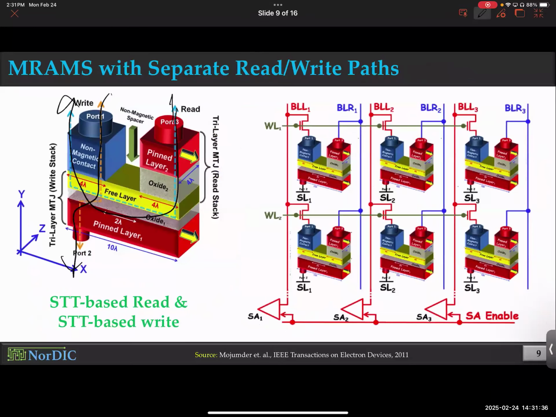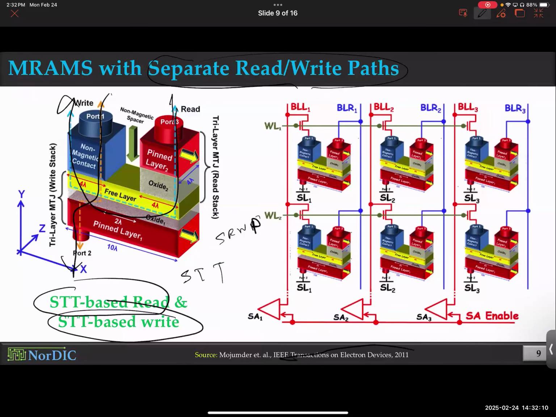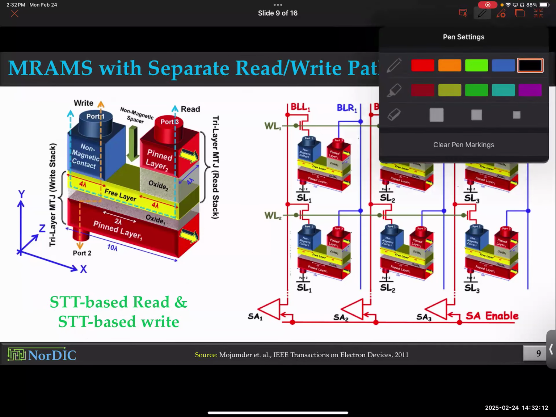And both of these are based on STT. STT based read, STT based write. So apparently they're still stuck with STT, but they're trying to separate out the read path and write path. That was the first effort towards SRWP MRAM, separate read write path MRAM, only to break free from read write conflict. Okay, as you can imagine, it's a very complicated thing to fabricate and use. So I'm not gonna spend time on it, that this was proposed back in 2011, by the way, not too long ago.